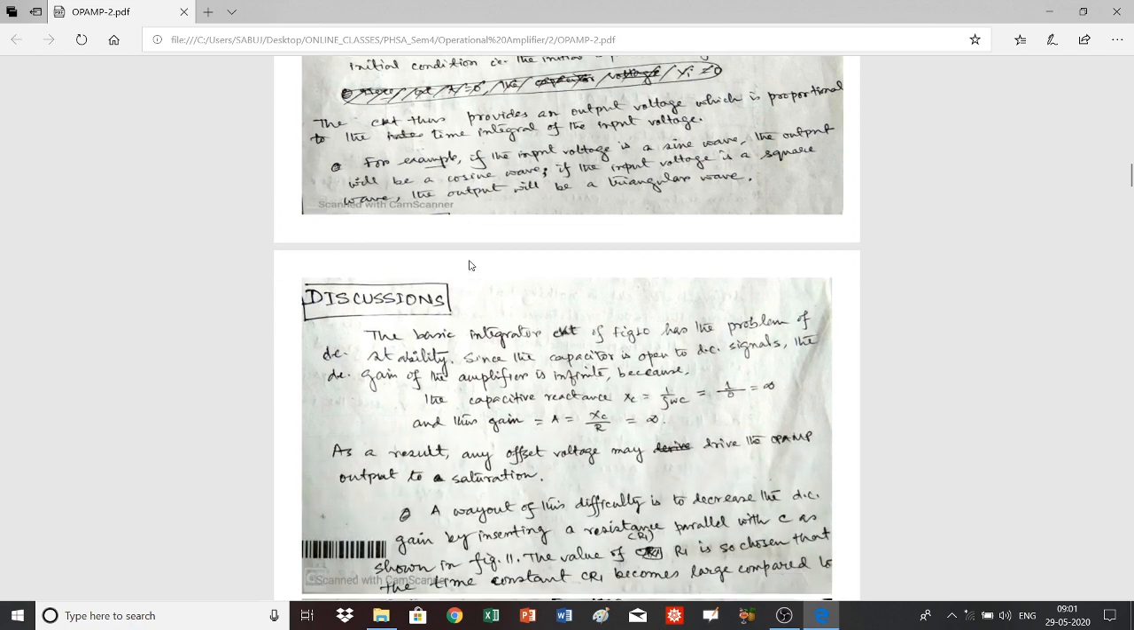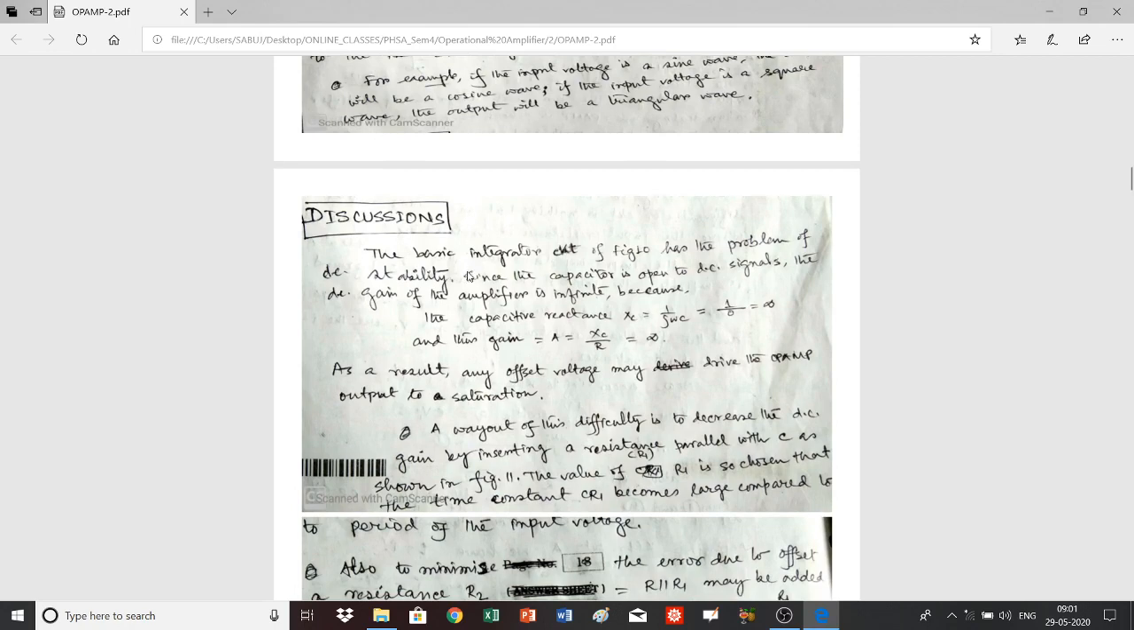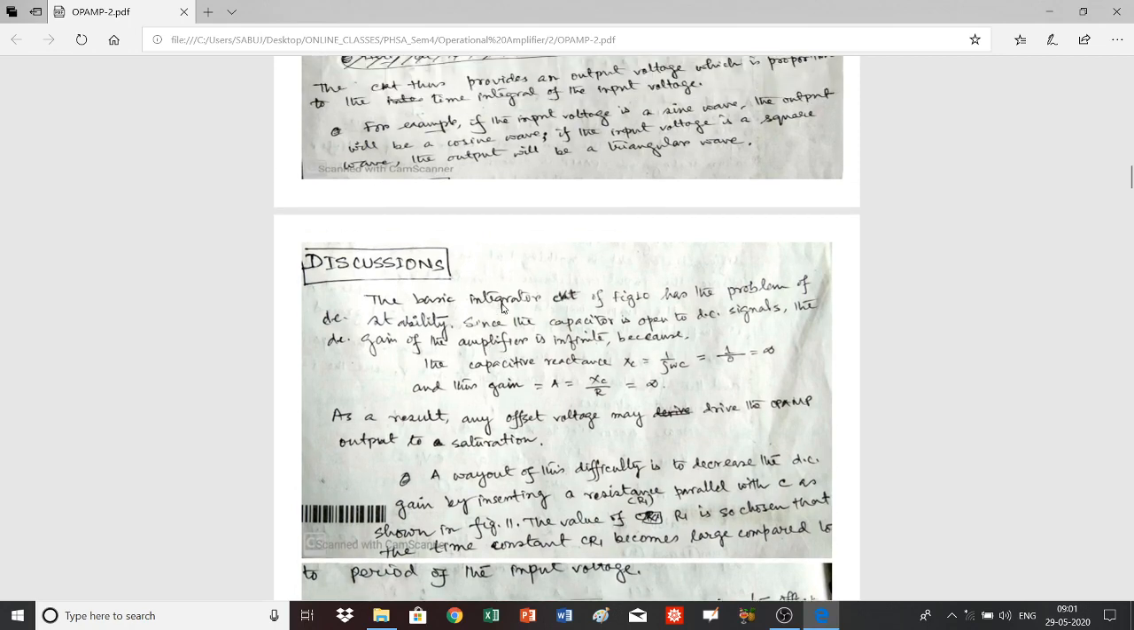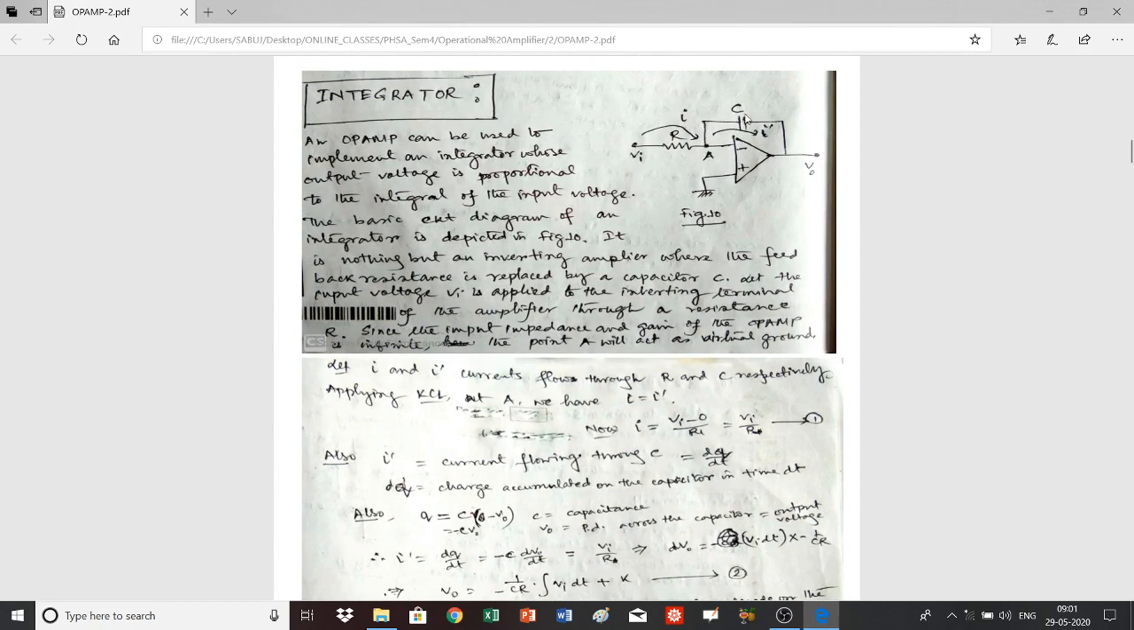Or if you take the input voltage as a square wave, then the output will be a triangular wave or vice versa. So it is very interesting. Now one point should be discussed in this case: as you have used a capacitor in the feedback in place of feedback resistance, how much will be the reactance of this capacitor? The reactance of this capacitor Xc is equal to 1 by j omega C.